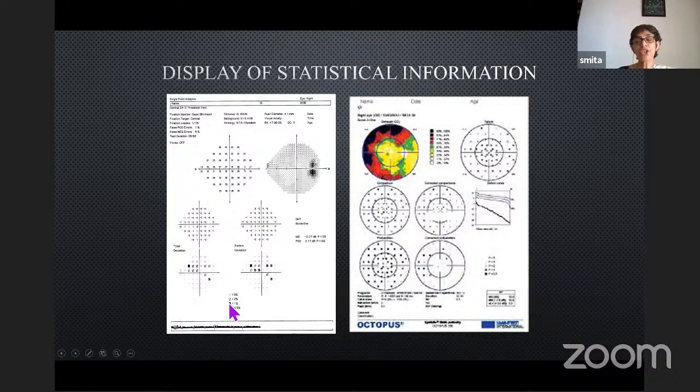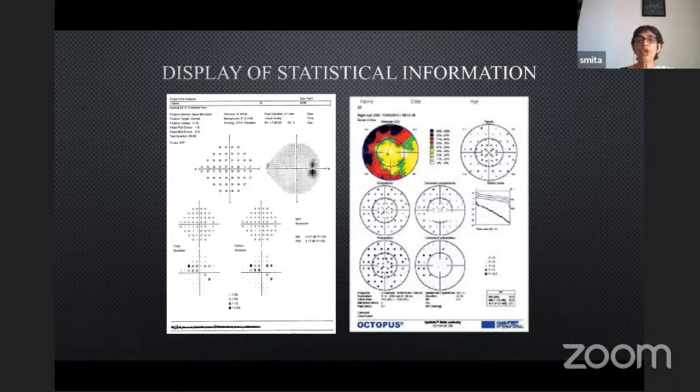Now, the interpretation of a single field printout is a class in itself, and that will be taken some other time. In the Octopus perimeter, it is shown as a color-coded map and also as a defect curve. So up till now, what we have learned is actually the standard white-on-white perimetry.